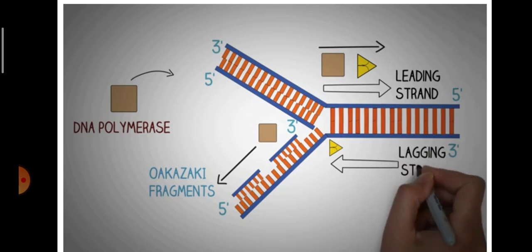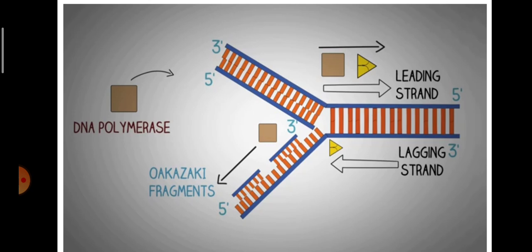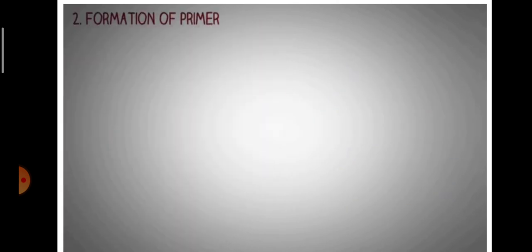Due to this reason, the opposite strand is known as the lagging strand, and the replication on the lagging strand is discontinuous replication as compared to the continuous replication on the leading strand. Now we will take the leading and the lagging strand separately and understand the process of DNA replication further.